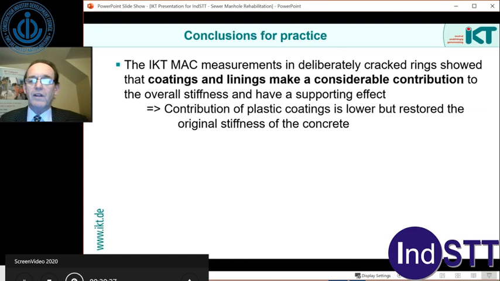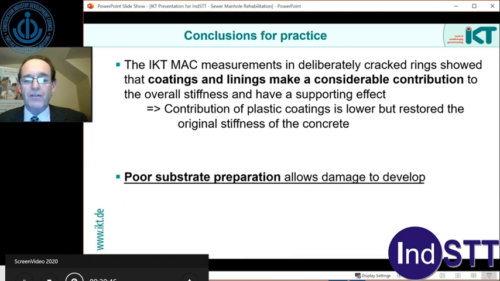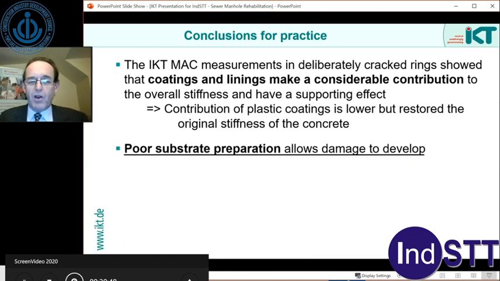And we did do this MAC extensometer with some sort of crack rings to see what would happen. We got a range of overall stiffness. We found with the plastic coatings that the stiffness was a bit lower, but a combination of the plastic with what was left of the surrounding rings did return the original stiffness of the concrete. And the final overall point, once again, is that poor substrate preparation is what we believe would be the thing most likely to let down a system like this.